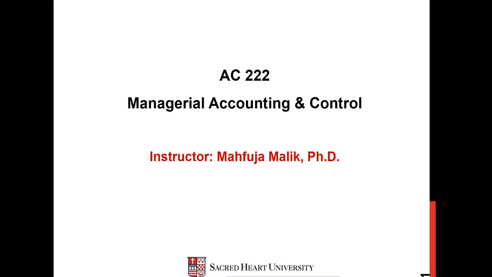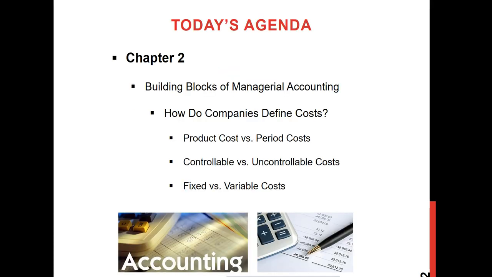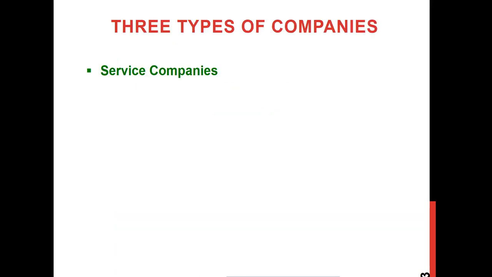Today we will learn about the cost structure of a company, and we will also learn about different types of cost schedules of a manufacturing company, and all these you will find in chapter 2 of your textbook. So here basically we will learn different types of classifications, how we can classify the costs based on their nature. And before knowing that, we'll try to understand different types of companies.